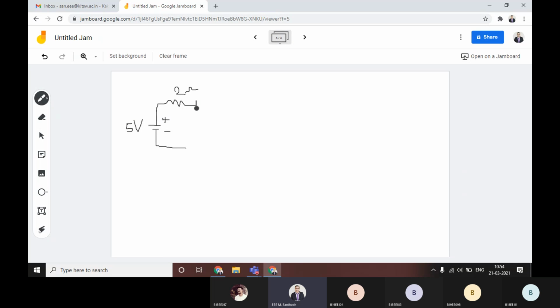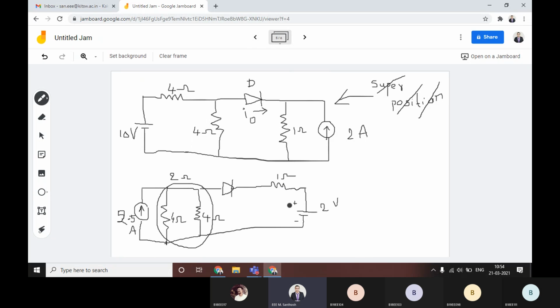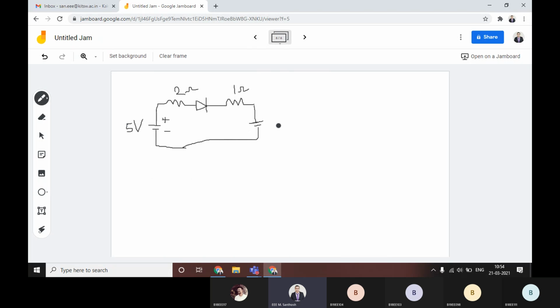Then there is a diode and you have 1 ohm resistor here and 2 volts battery here, right? 1 ohm resistor and 2 volts battery.